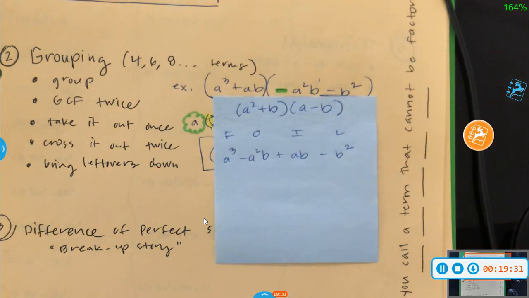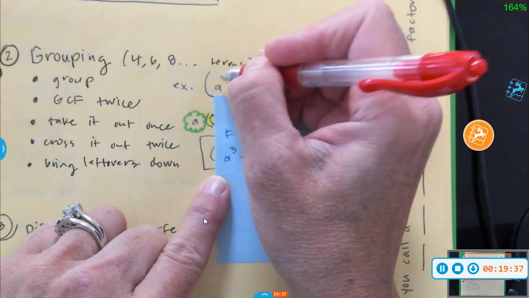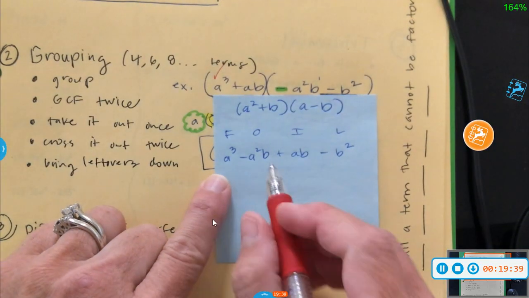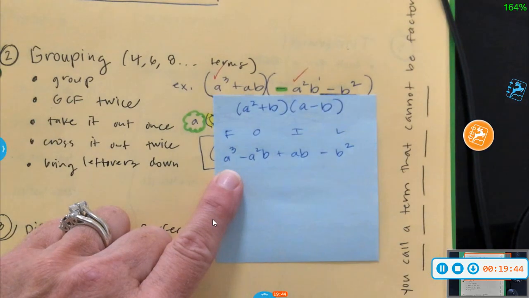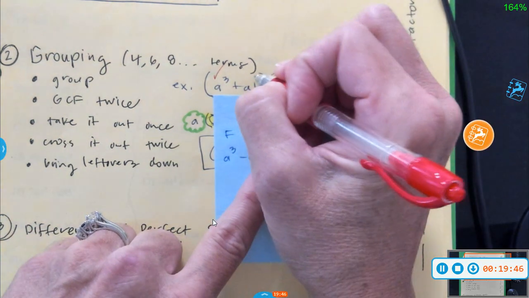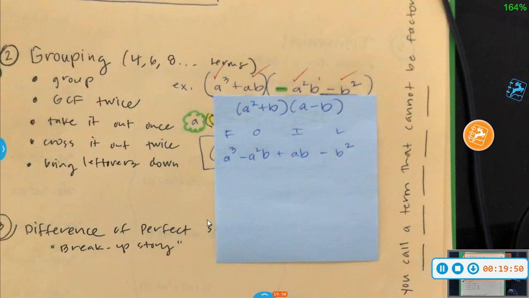So FOILing undoes factoring, and factoring undoes FOILing. When I FOILed it, I had an A cubed. Yep, there's the A cubed. I had a subtract A squared B. Yep, there's the subtract A squared B. I had a plus AB. Yep, there it is. And a subtract B squared. There it is. So factoring can be checked by FOILing, and FOILing can be checked by factoring.